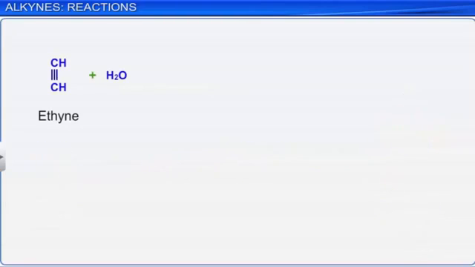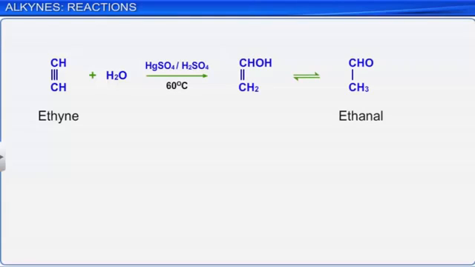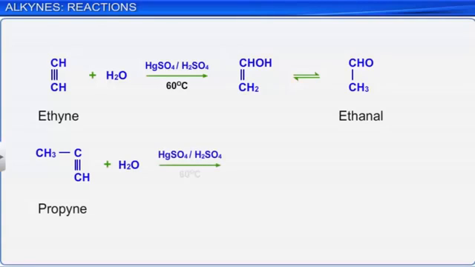For example, ethyne reacts with a water molecule in the presence of dilute sulfuric acid and mercuric sulfate at 60 degrees Celsius to give ethanal. Similarly, propyne reacts to give propanone.